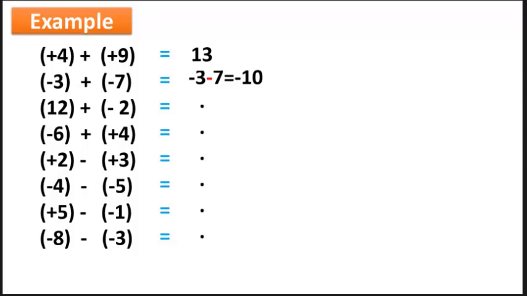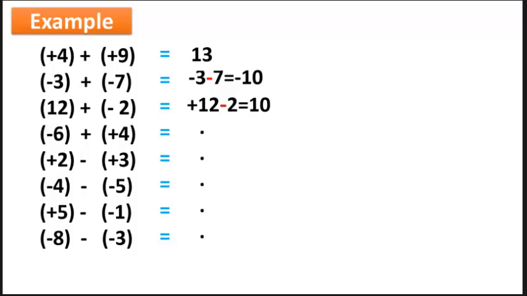In the next example, we have the same problem as the previous example, where we're adding a negative number, so we can just change it to subtraction, and we got directly plus 12 minus 2. And as you can see, we have two numbers with different signs, so we subtract the two numbers and keep the sign of the larger number. 12 is larger than 2, so we find plus 10.